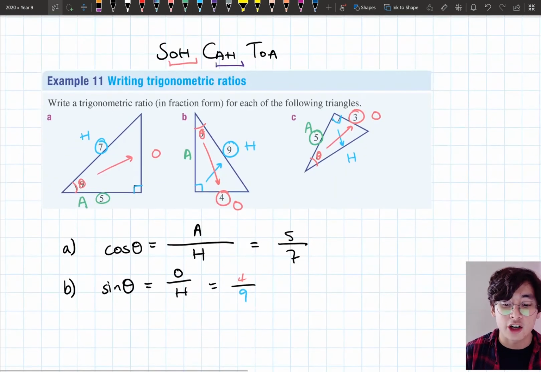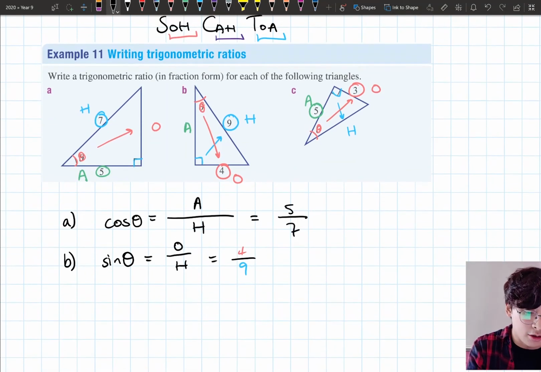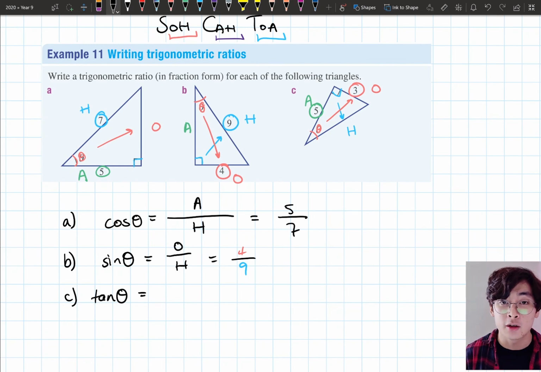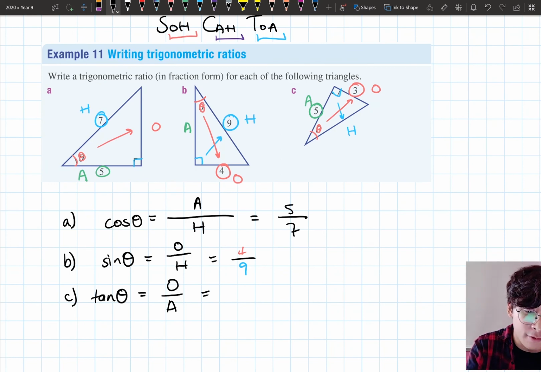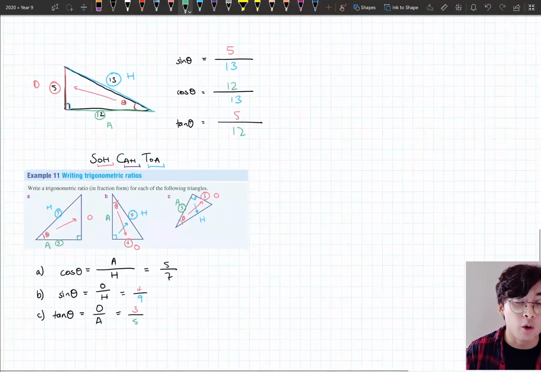Okay, now which trig ratio uses opposite and adjacent? Hopefully you noticed by now, it's going to be my tan. So here I'm going to use tan theta is equal to, what's it equal to? I look at my acronym, TOA, O over A. So O over A, and so I'm going to have my opposite side, which was 3, over my adjacent side, which was 5. And that's how we write these trigonometric ratios for different triangles.